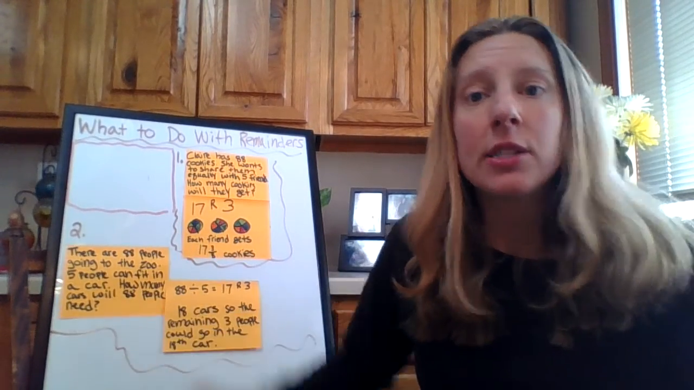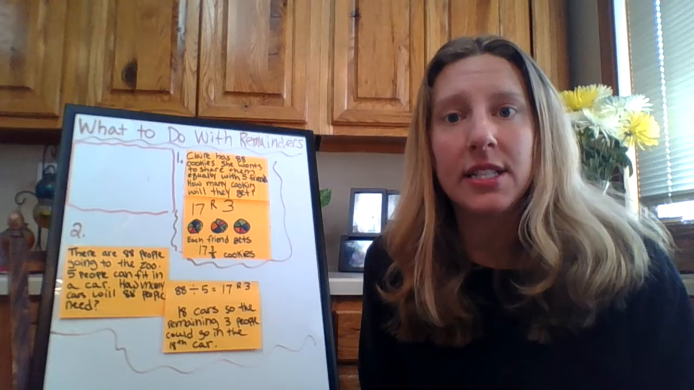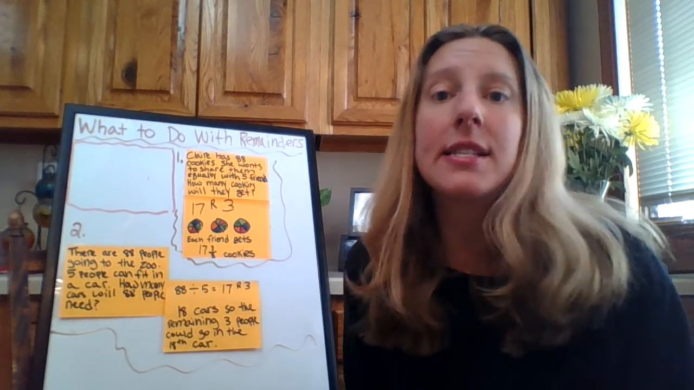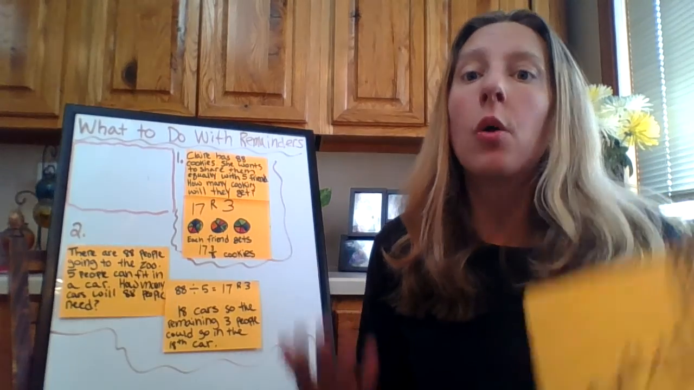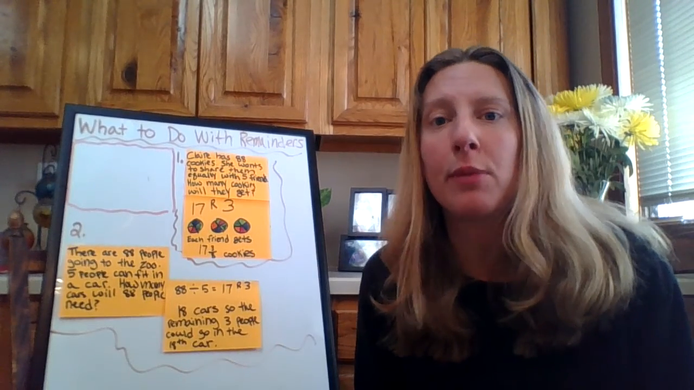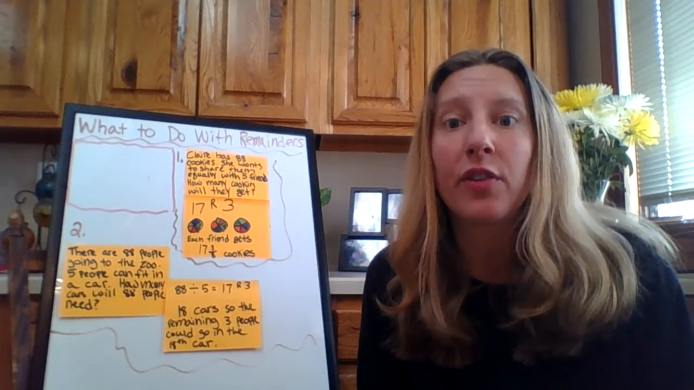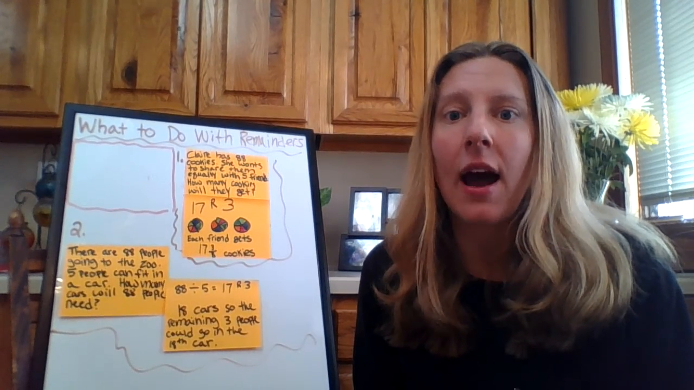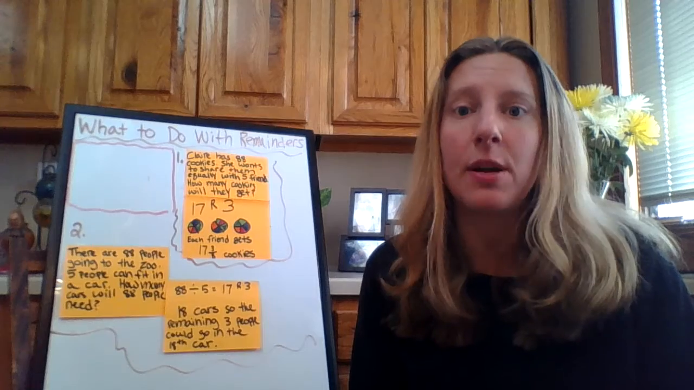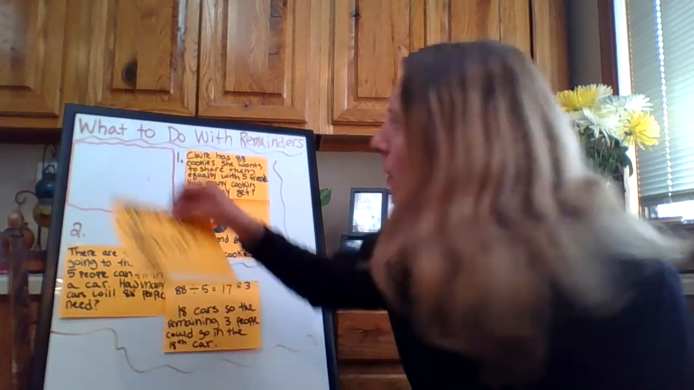However, just writing the answer, 17 remainder 3, is not going to be enough to answer the actual question in the story problem, which I'm noticing some of you are forgetting to think about in the Google form today for solving 4-digit by 1-digit division problems.